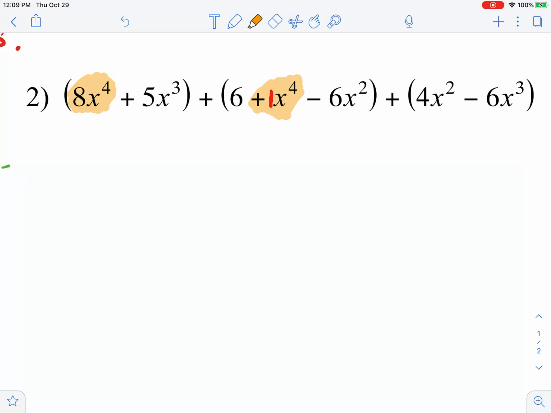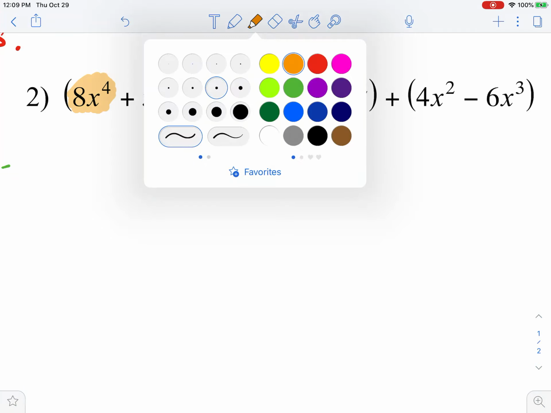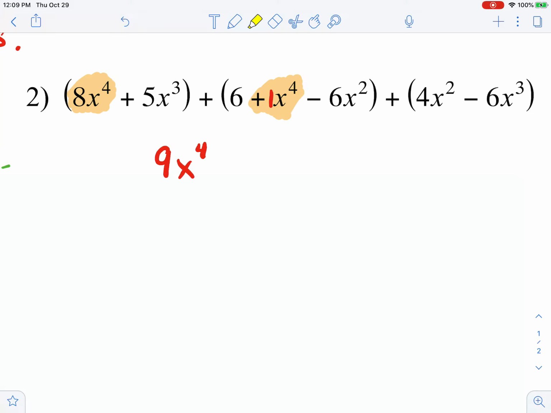8x to the fourth plus 1x to the fourth is 9x to the fourth. Then let's move down and do the x to the thirds. So we have positive 5x to the third plus negative 6x to the third. If we combine 5x to the third plus negative 6x to the third, we get negative 1x to the third. We're going to write that as minus 1x to the third. Minus x to the third.